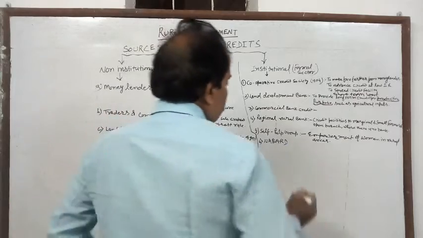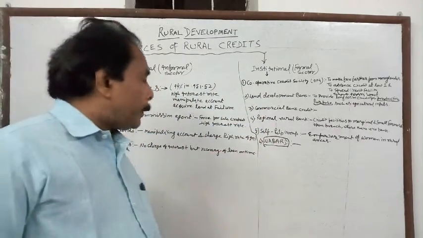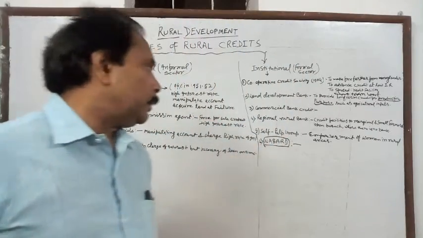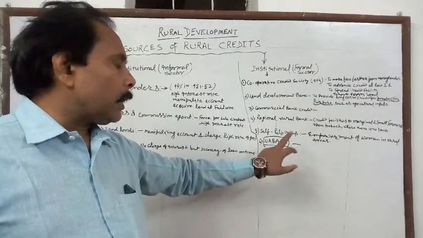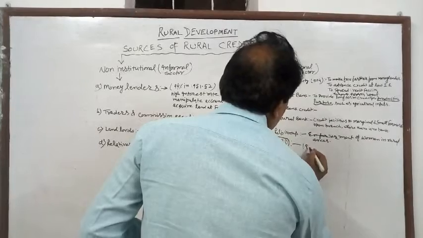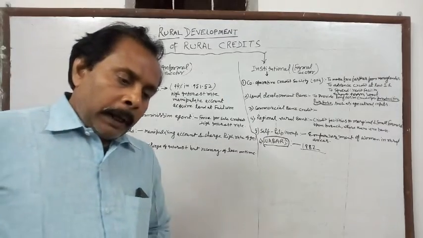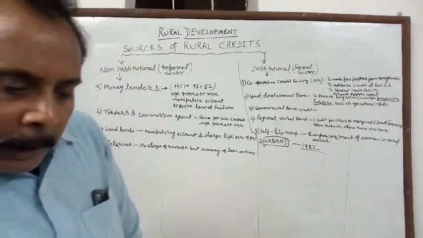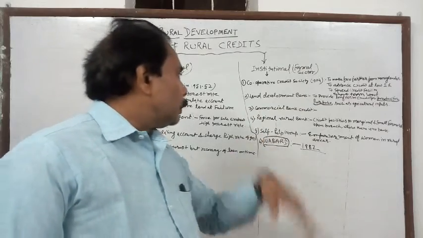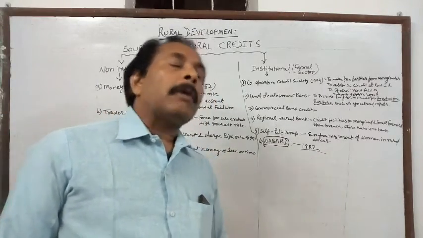Now next is NABARD. This is the most important, NABARD. Here I have taken the abbreviation. NABARD means National Bank for Agricultural and Rural Development. It was established in the year 1982. The main aim of this bank was to provide financial assistance to the cooperative societies, land development banks, and regional rural banks, because sometimes these banks face a crisis of liquidity.